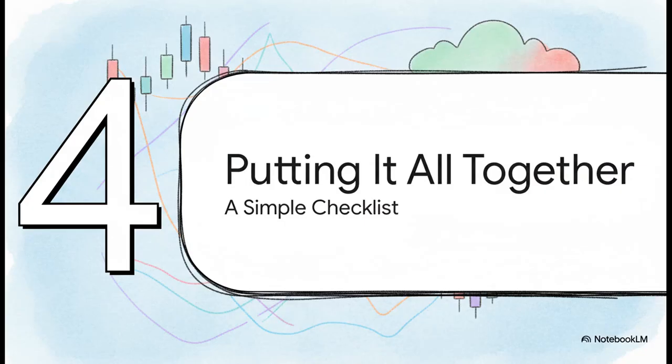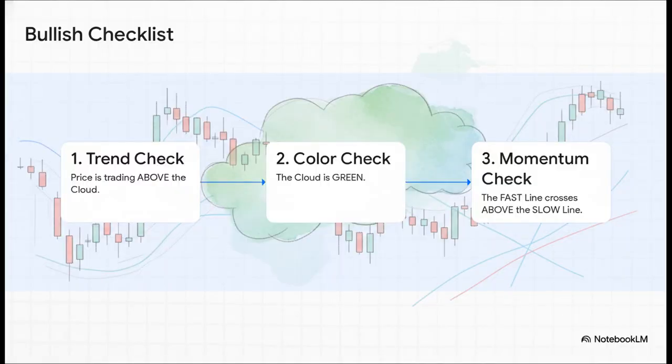So let's see how all of this comes together to build a really complete picture. We can now combine the cloud, which tells us the trend, with these lines that show us momentum, and create a really clear, rules-based checklist for finding good trade setups. So for a strong, bullish signal, you want to see everything pointing in the same direction. First, the overall trend has to be up, so the price is above the cloud. Second, the cloud itself is green, confirming that bullish strength. And third, you get that trigger, the fast line crossing above the slow line. All three together, that's a powerful combination.